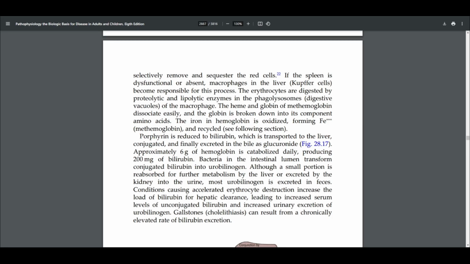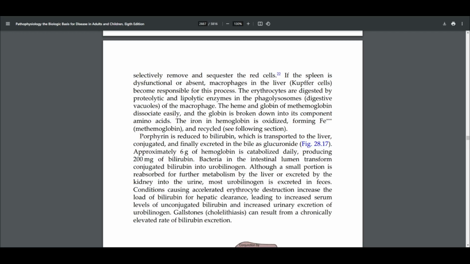The erythrocytes are digested by proteolytic and lipolytic enzymes in the phagolysosomes of the macrophage. The heme and globin of the methemoglobin dissociate easily, and the globin is broken down into its component amino acids. The iron in hemoglobin is oxidized, forming the methemoglobin, and recycled. Porphyrin is reduced to bilirubin, which is transported to the liver, conjugated, and finally excreted in the bile as glucuronide. Approximately 6 grams of hemoglobin is catabolized daily, producing 200 milligrams of bilirubin.